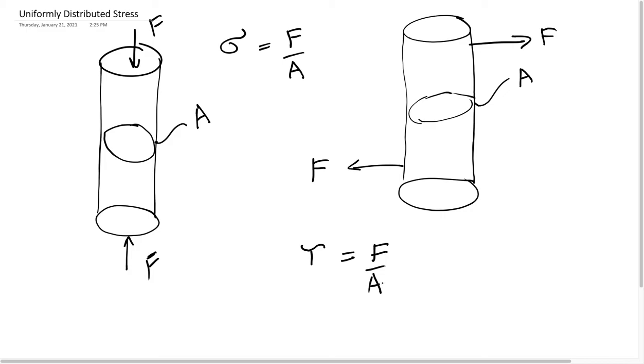Sometimes this is written as V instead. So if I were to take these guys out, also it's common to use V as your force, call it that, and say that tau is V over A. It's a very similar property.